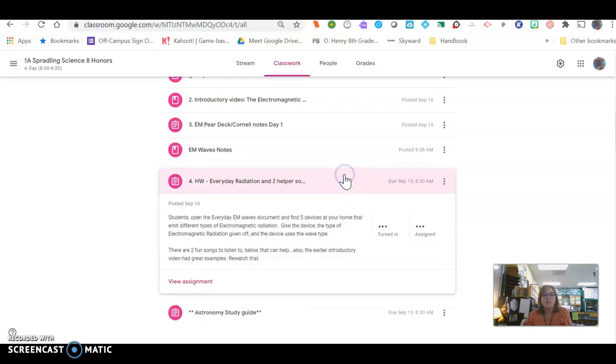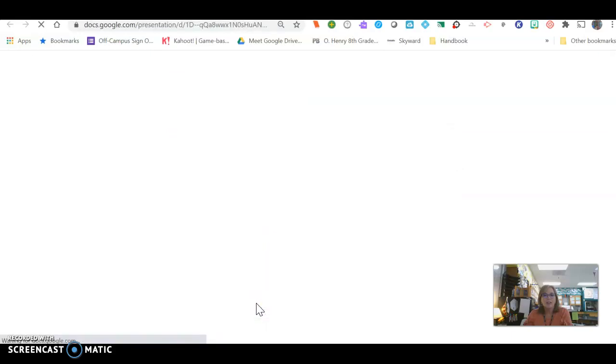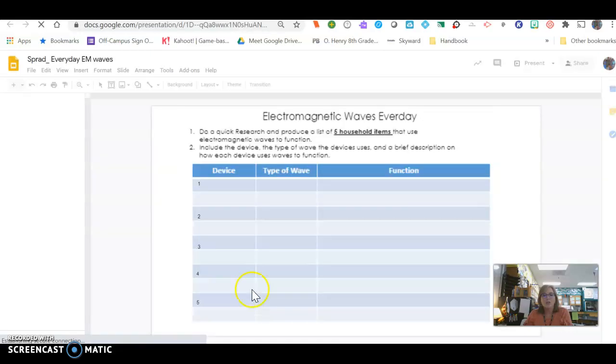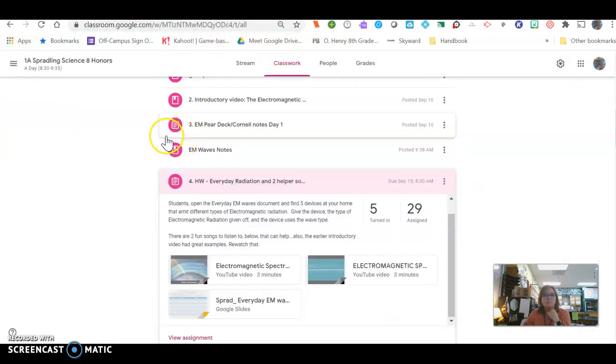And then the last thing you'll need to do is, for homework, you have a slide here, everyday electromagnetic waves. So you're going to do a quick search. You can use the video to help you. Give 5 devices that you have around your house that use different types of electromagnetic waves. And you would tell me the type of wave and the function for that device. You'll be surprised at how many of those that you have around.